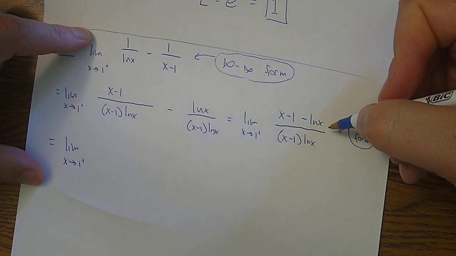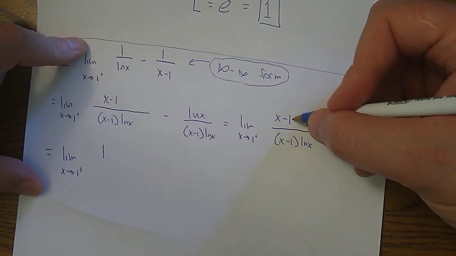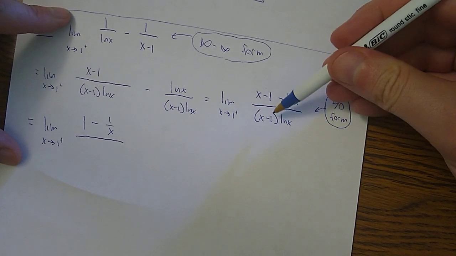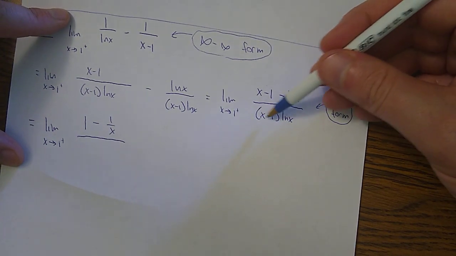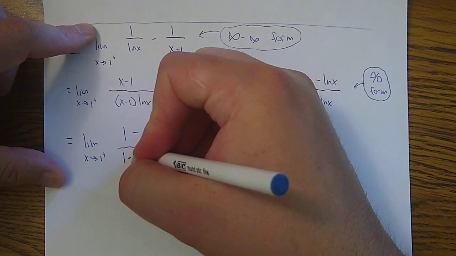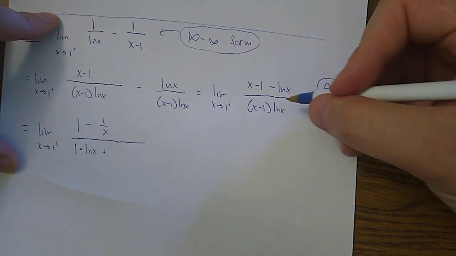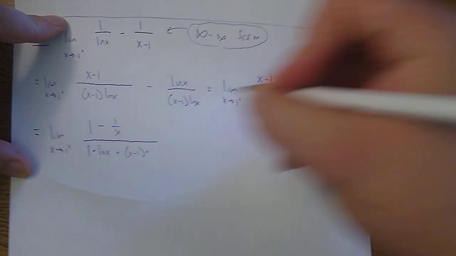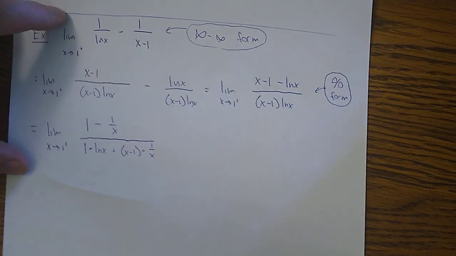So I do the derivative of the top. That would be 1 minus 0. This goes away. Minus 1 over x. And then what do I get on the bottom? Well, I have to use the product rule. So derivative of this is 1 times ln x plus x minus 1 times the derivative of ln x, which is 1 over x.